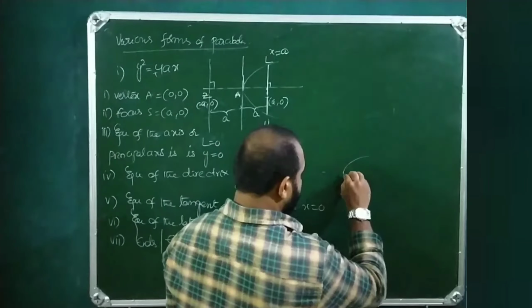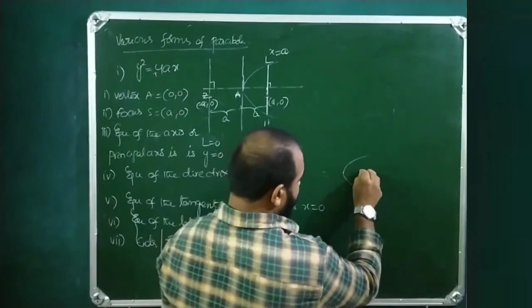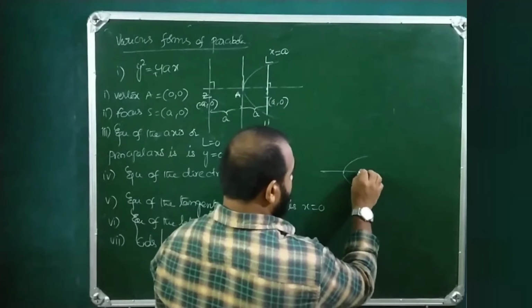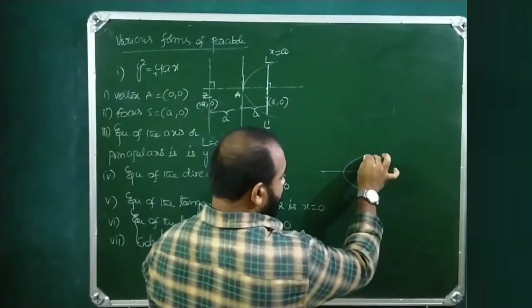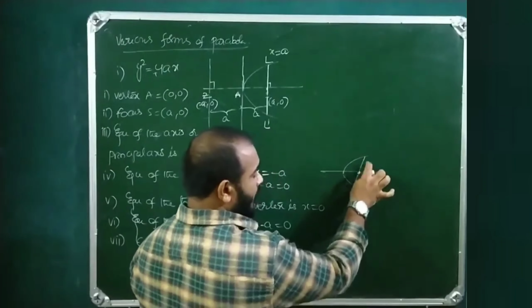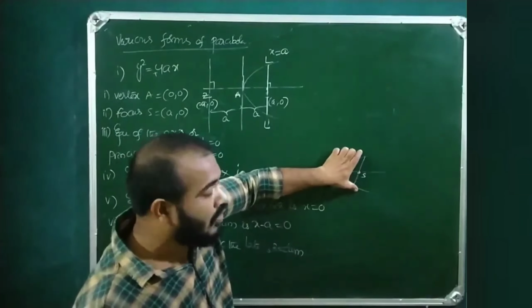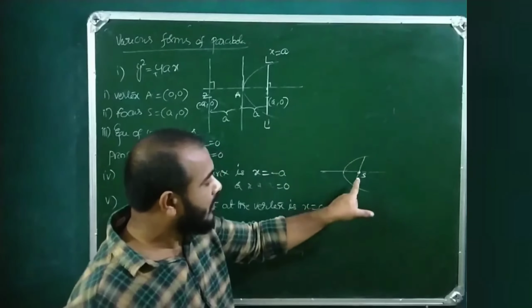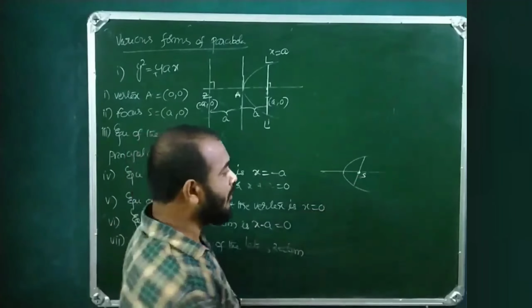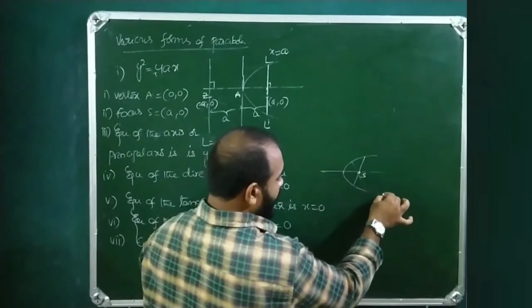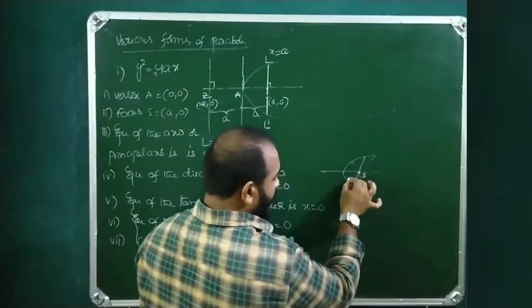So this is the focus, for example. This is the fixed point. So this chord, what is the chord? The line joining two points of the parabola is called a chord. This chord is passing through the focus. There may be infinitely many focal chords possible. So this is also a focal chord now.